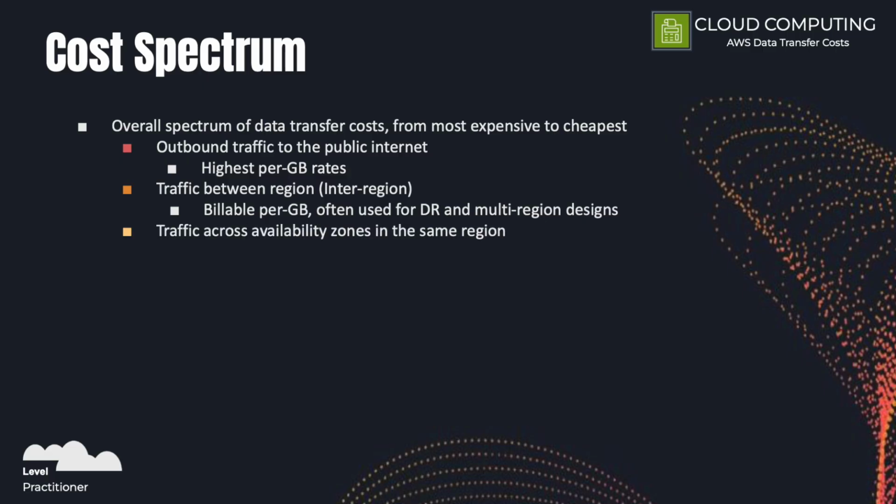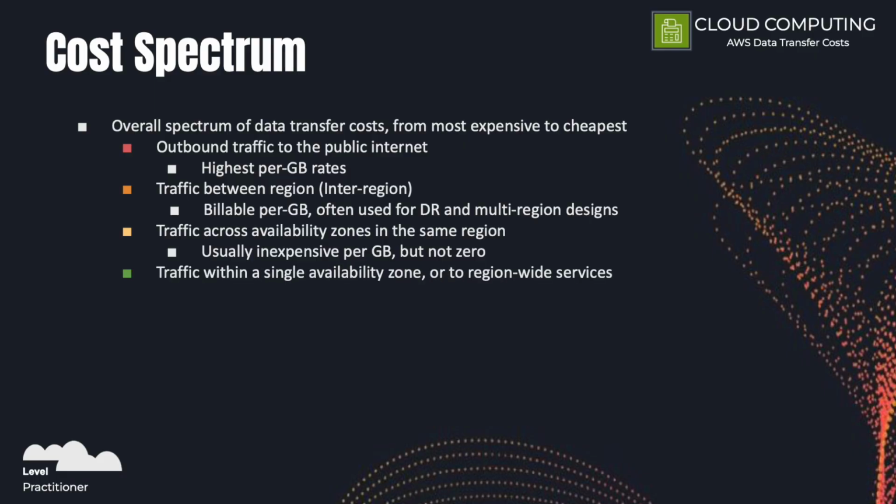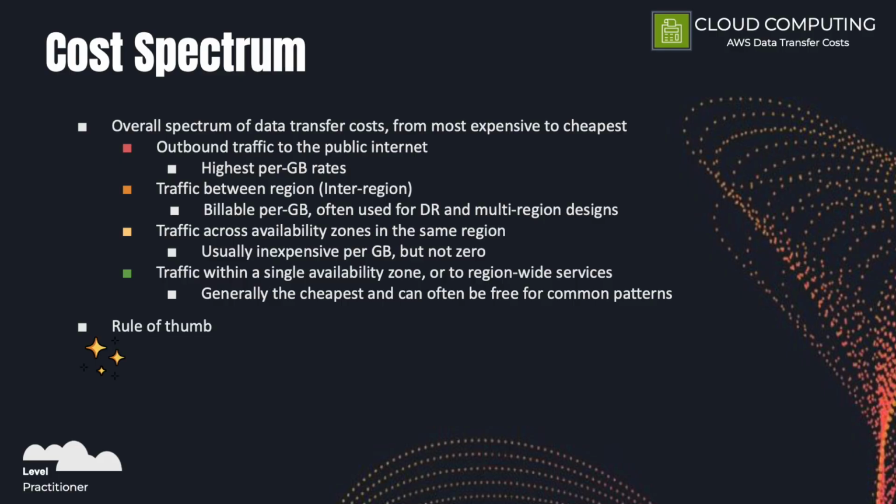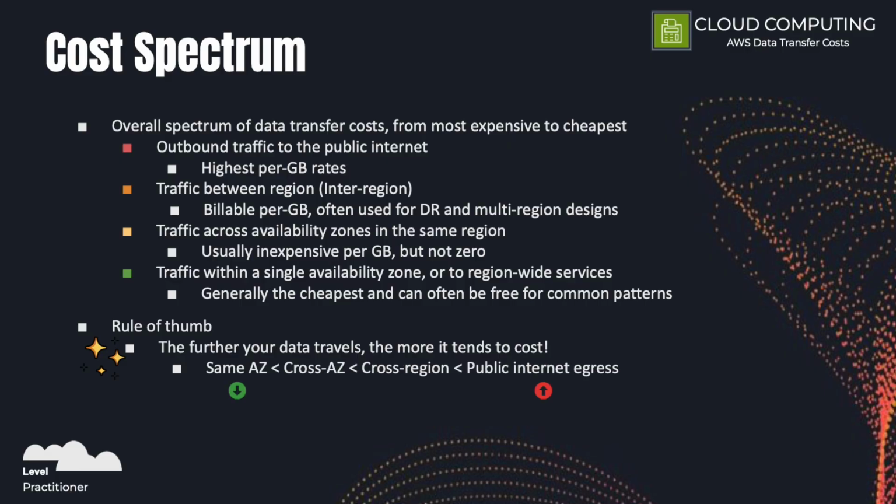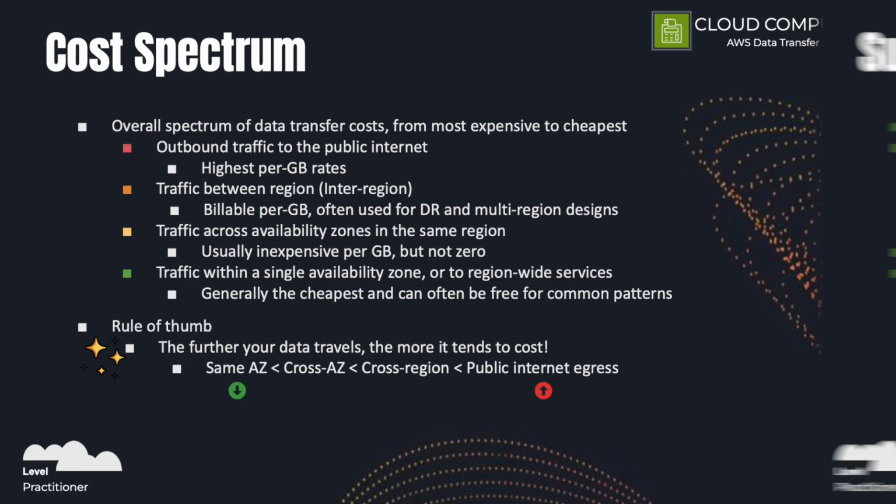Number three is traffic across availability zones in the same region. It's usually inexpensive per gigabyte, but not zero. And number four is traffic within a single availability zone or to region-wide services. Generally the cheapest and can often be free for very common patterns. So the rule of thumb is the further your data travels, the more it tends to cost. If you keep these patterns in mind, you'll understand AWS networking costs more clearly and you'll be able to design cloud architectures that are cost-effective from day one.